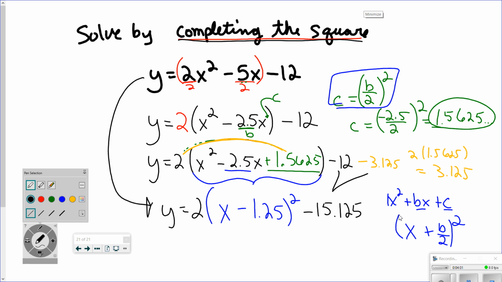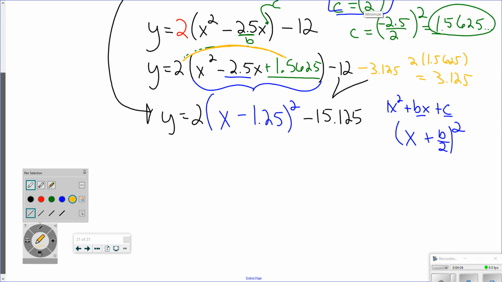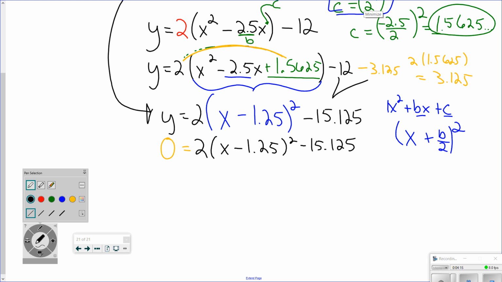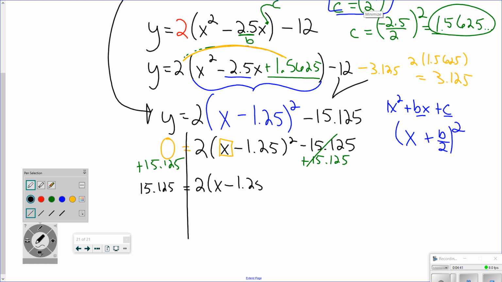Now to solve, what we do is we plug 0 in for y, because when we are solving these equations, we're solving for the x-intercepts. So we're solving for the x value when our y value is 0. So now we solve this equation for x. So x stays here. We have to remove everything off from it. So the first thing you're going to do is add the 15.125 to both sides. So then we have 15.125 equals 2 times x minus 1.25 squared.